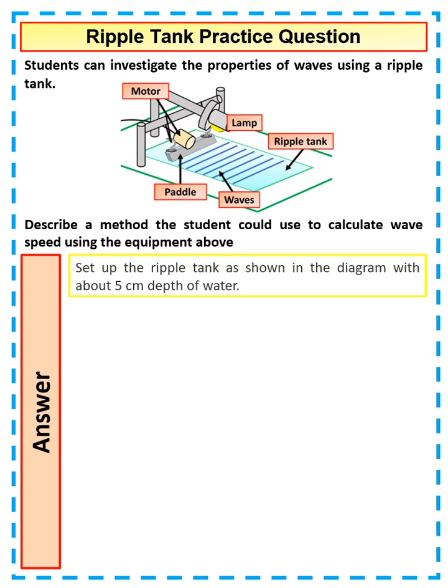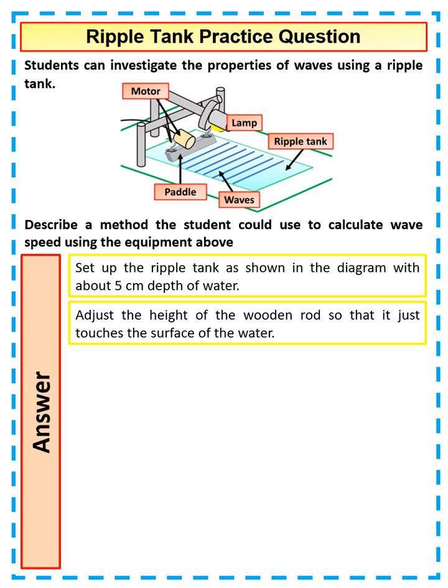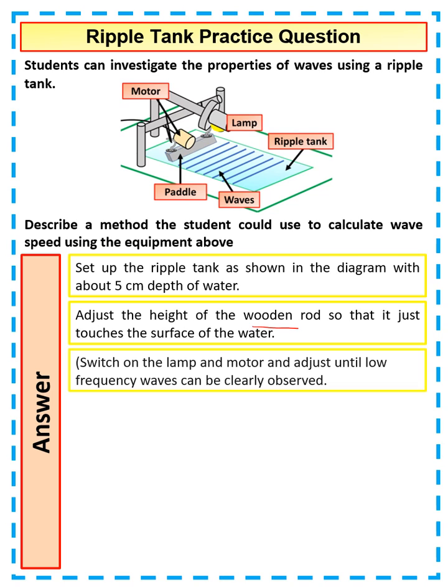So the first thing that I talk about is set up a ripple tank, making sure that there's about 5 centimeters of depth of water, because you need the water because that's where the ripples are going to be going through. You then adjust the height of the wooden rod or the paddle so it touches the surface of the water. You can then switch on a lamp and switch on the motor, and you should be able to clearly observe the waves that are being generated.